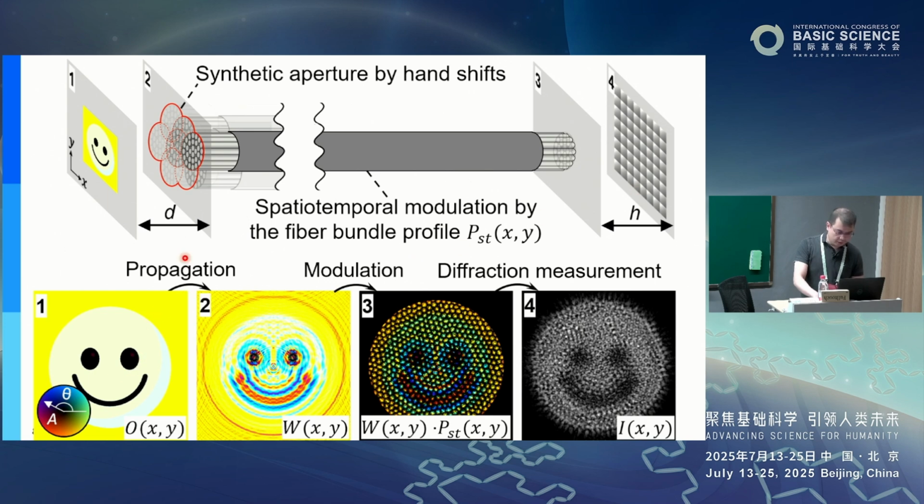So this is the object. The object propagates to the lensless fiber bundle tip, which is the coded surface plane. We perform the modulation by this coded surface, which is the lensless fiber bundle, and we capture the diffraction pattern. So based on the diffraction pattern, we try to recover the wave at the coded surface plane, and then we propagate this back to the object plane.